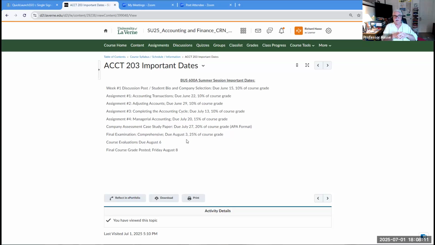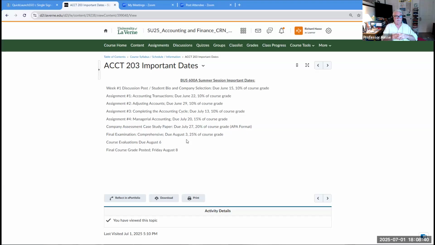The case paper is now posted in your assignments file folder. That case paper is a financial statement analysis of the company that you all have selected in the first week and have done some work on already in your assignments. The case paper is due on Sunday, July 27th. It represents 20% of your course grade. And you have roughly 4 weeks to do it.